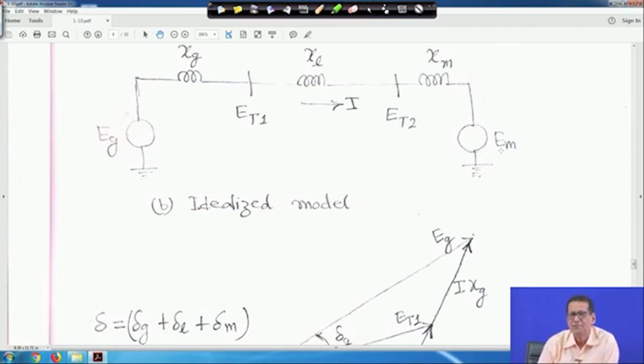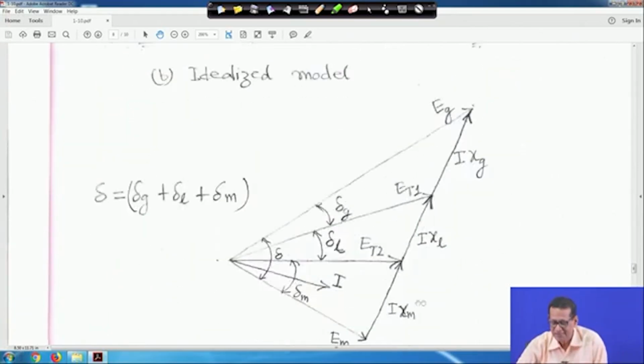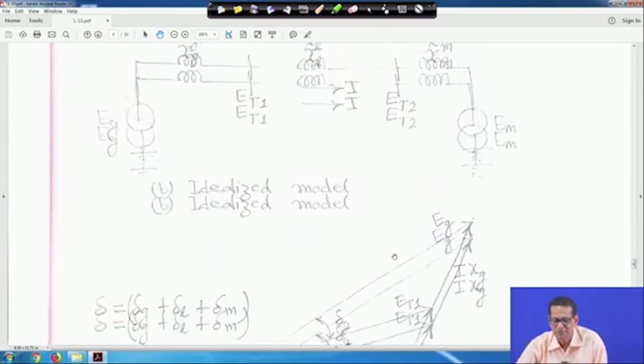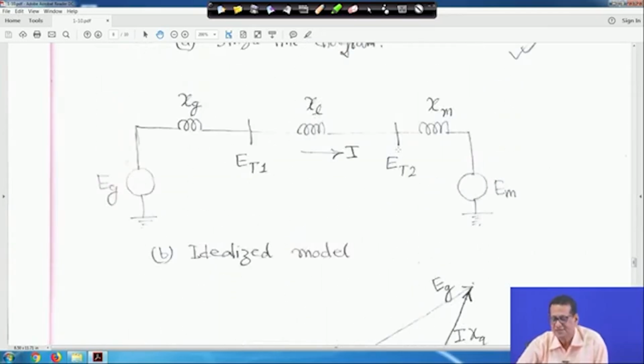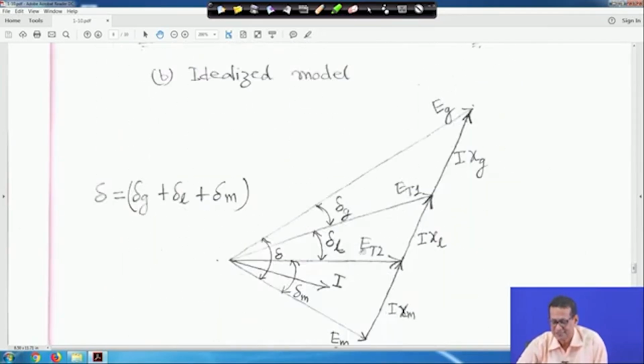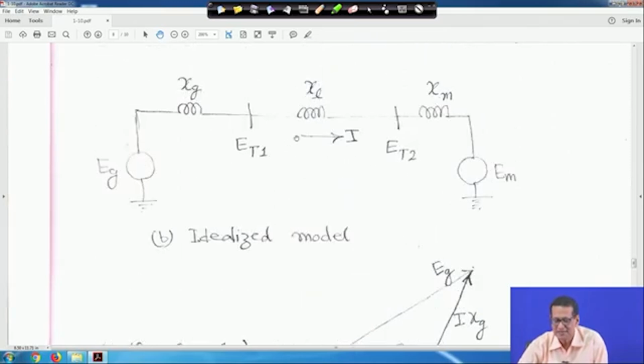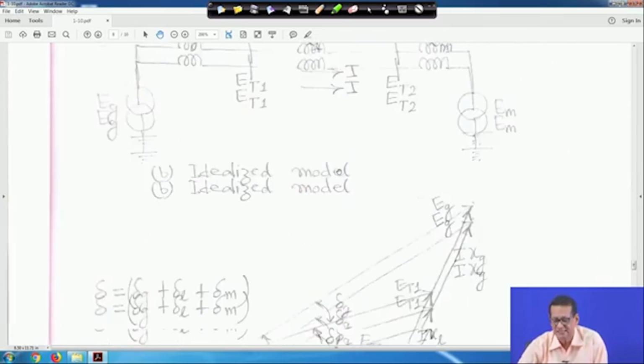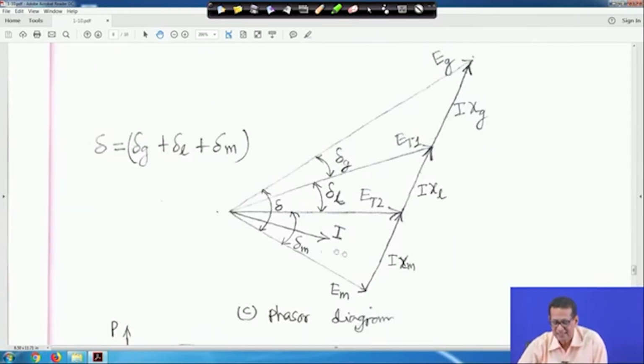Now, if you draw the phasor diagram, what have we taken? We have taken ET2 as the reference. This is my ET2. Now, we are assuming that current I is flowing. It is a lagging current. This current is I.